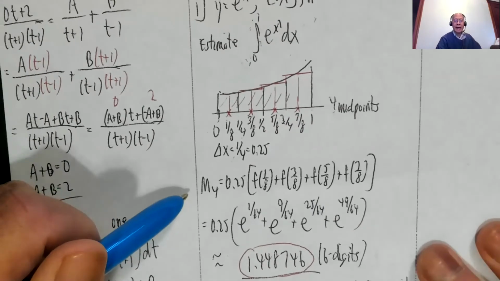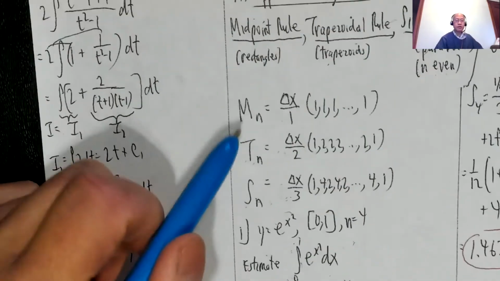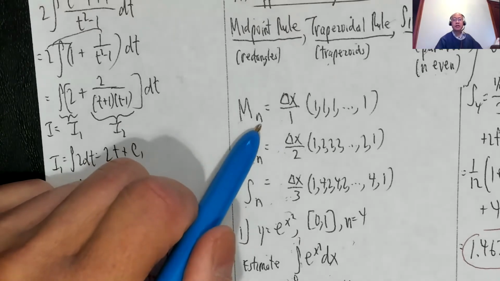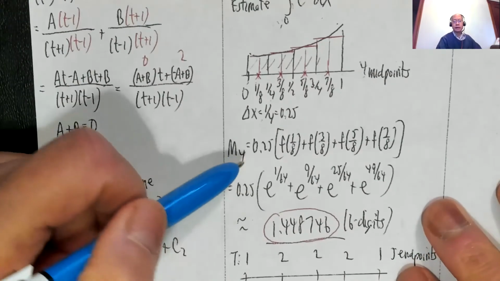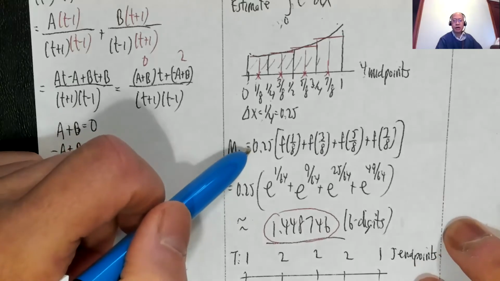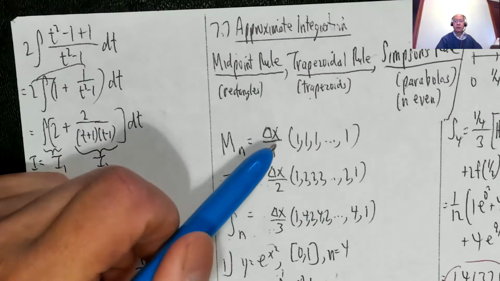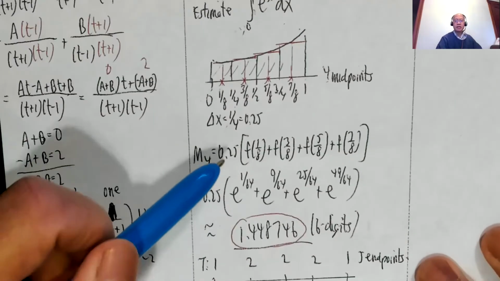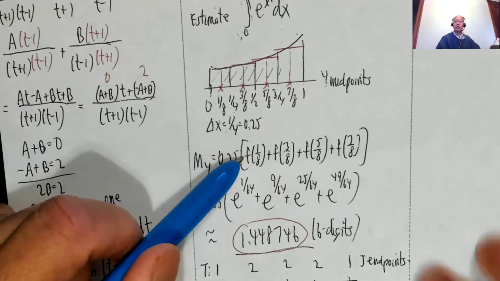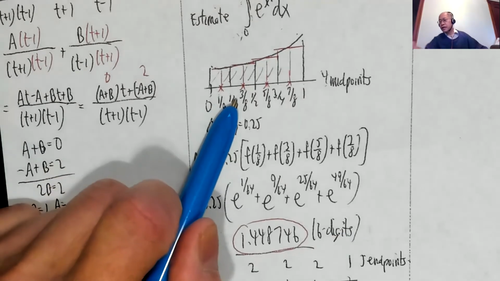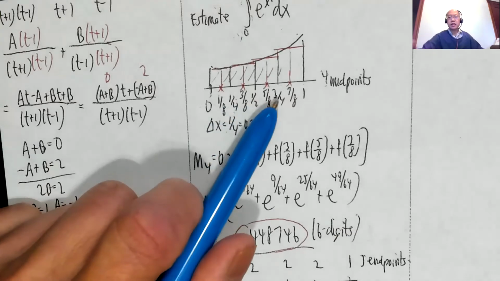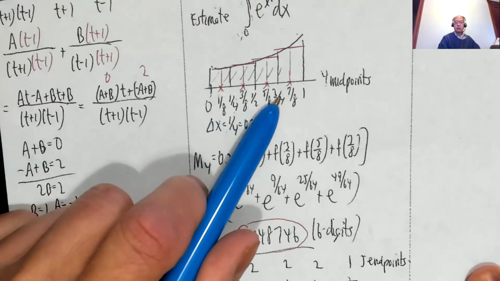All right, so M4, M stands for midpoint. 4 is the number of pieces that I'm chopping my interval up into. It's delta x over 1, which means you don't divide by anything. 0.25 divided by 1. And then watch how this 1, 1, 1, 1 stuff works. It means give me the function values at the 4 midpoints. So f of 1/8, f of 3/8, f of 5/8, f of 7/8.